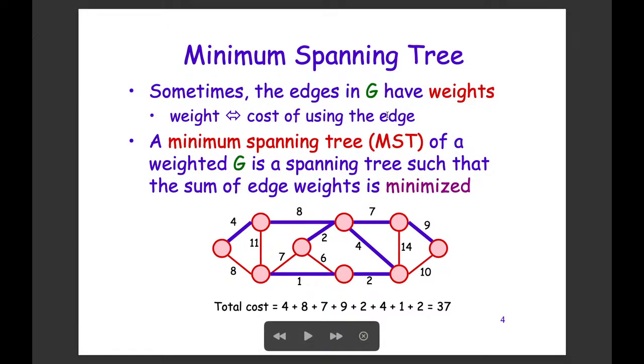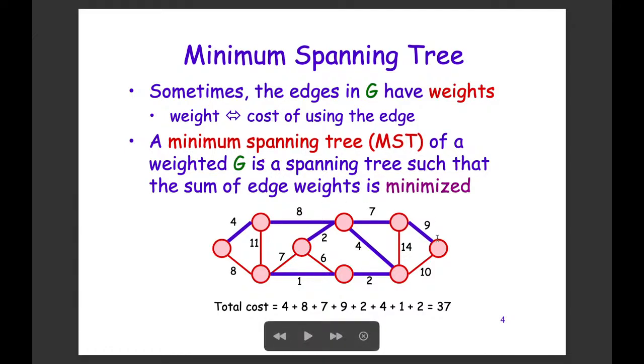Sometimes the edges in the graph have weights. The weights could represent the cost of using the edges. For instance, we may be connecting the vertices in the graph together by electrical wires. These vertices represent different buildings, and if I want to connect two buildings together by electric wires, it will need 4 units of cost. Maybe the distance here is 4, the distance here is 7, and the distance here could be 14. There may be a hill or some hard rock here, which makes it difficult to connect these two together by electrical wire.